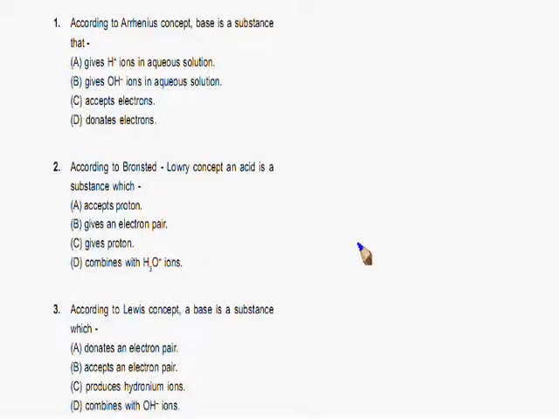According to Arrhenius concept, a base is a substance that: option A, gives H+ ions in aqueous solution; B, gives OH- ions in aqueous solution; C, accepts electrons; and D, donates electrons. We already know that according to Arrhenius, a base is a substance which gives OH- ions in aqueous solution. So for question number 1, the correct answer is B.